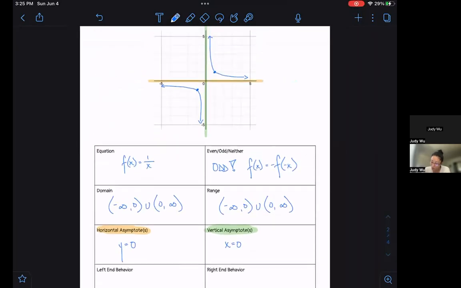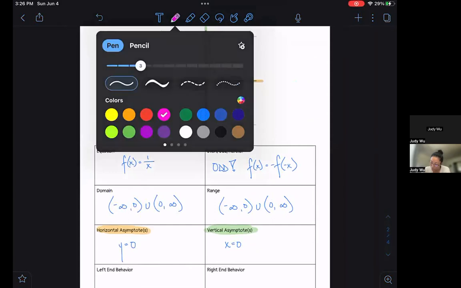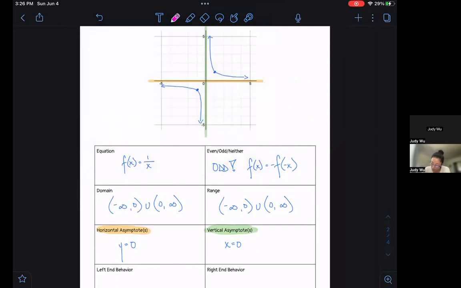And one thing I actually want to point out for us here is that the domain missing 0 is exactly because there's a vertical asymptote at x equals 0, okay? Similarly, the range missing 0 is because of the horizontal asymptote at y equals 0. So whatever our asymptote is, that will tell us what point we're missing, okay?